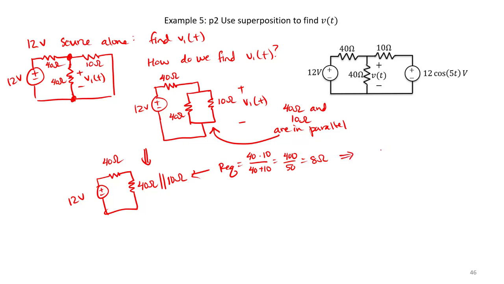So therefore, our circuit will become a 12-volt source, and now we have an 8 ohm resistor and a 40 ohm resistor in series, and we want to find V1 of t. V1 of t is now the voltage across what were my two parallel resistors. Now it's just the voltage across the 8 ohm resistor.